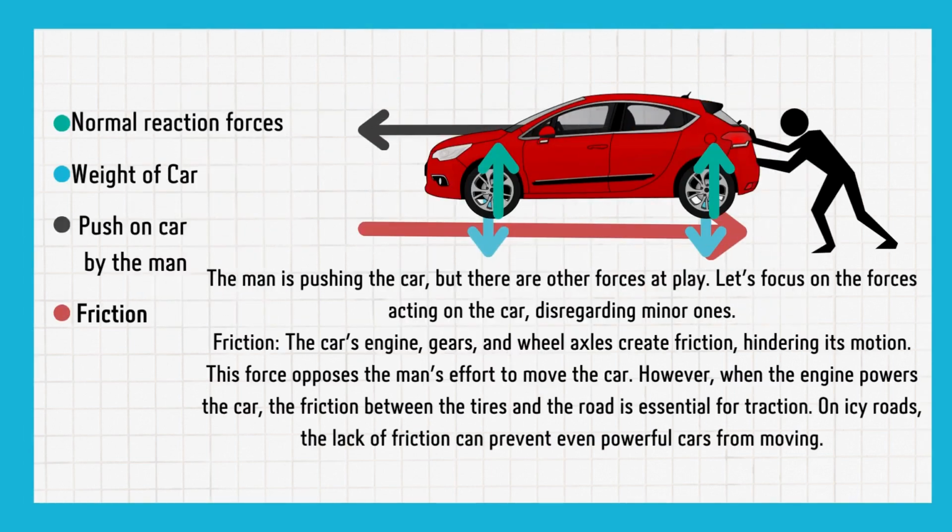We can clearly see that the man is pushing the car, but there are other forces at play. Let's focus on the forces acting on the car, disregarding the minor ones. Friction. The car's engine, gears, and wheel axles create friction, hindering its motion. This force opposes the man's effort to move the car. However, when the engine powers the car, the friction between the tires and the road is essential for traction. On icy roads, the lack of friction can prevent even powerful cars from moving.